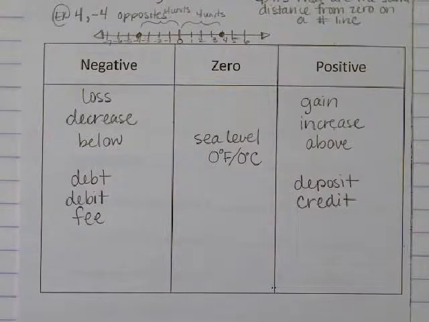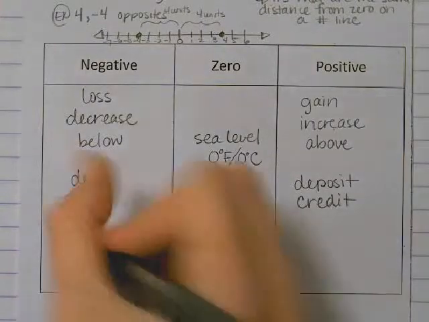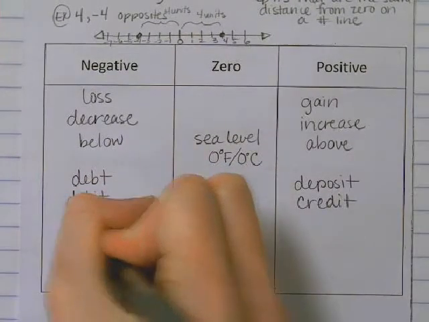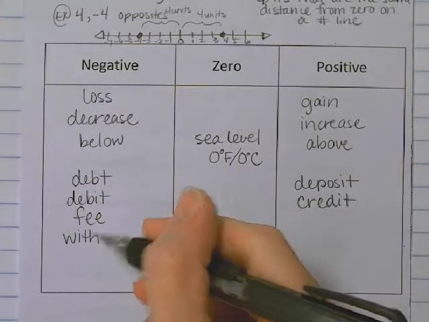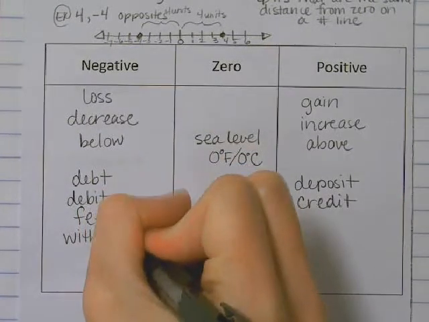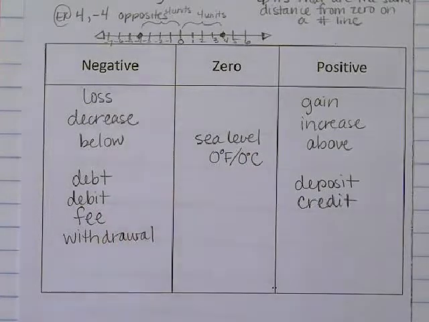Okay, also, anytime that you use that debit or you're paying a fee, what you're doing is making a withdrawal from your account. Money is being taken out. You no longer have that money because you've used it for something else.